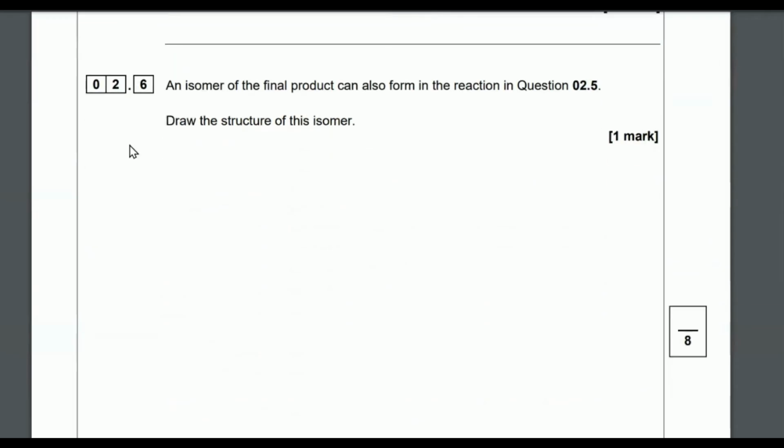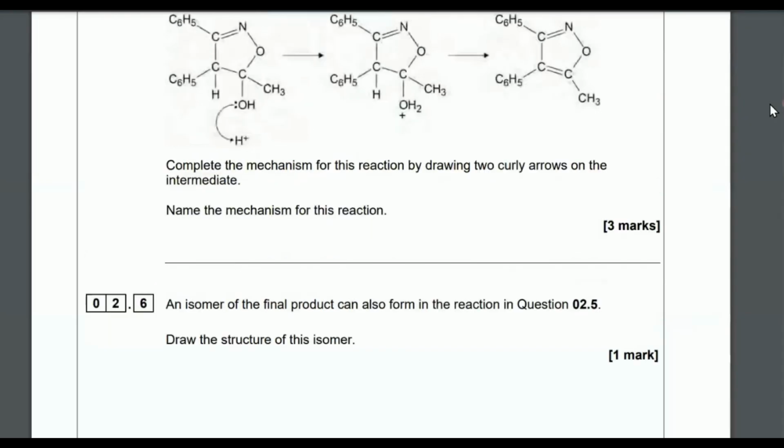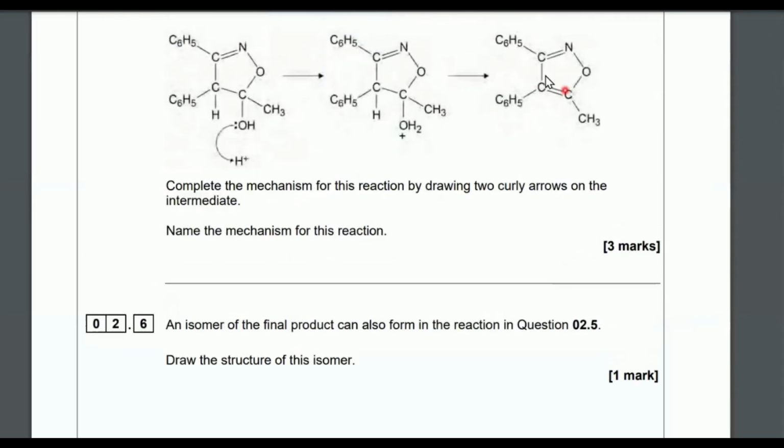Let's go down to 2.6 and the final part of this question on isomers and the dehydration of alcohols. An isomer of the final product can form in the reaction in question 2.5. Draw the structure of the isomer. I need to have a look at that final product. What does it look like? So we can have an isomer of this.